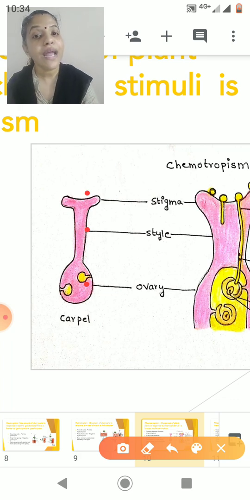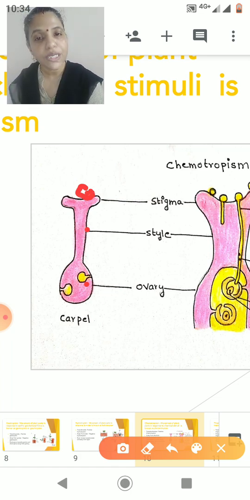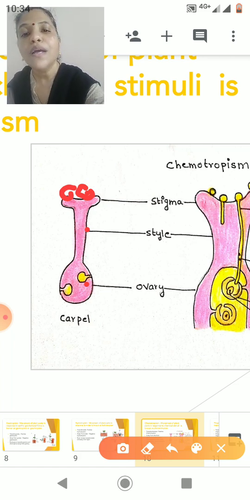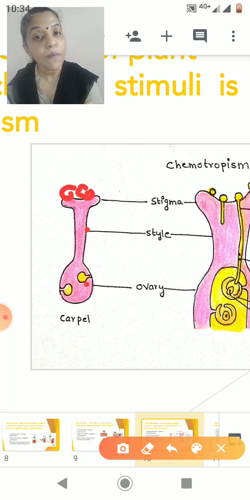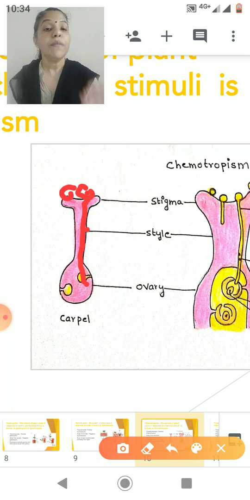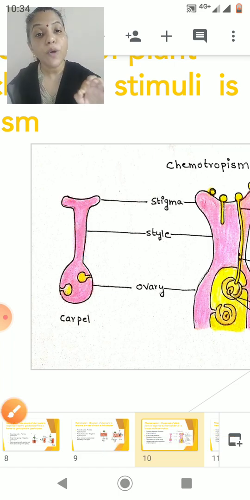Stigma, style and ovary. It is on the stigma that the pollen grains are deposited. So I will deposit the pollen grain on the stigma. The pollen grain has to break the stigma, move through the style, and come to the ovary, because in the ovary what is present? Ovule is present. And this movement of the pollen tube is dependent upon the chemical.